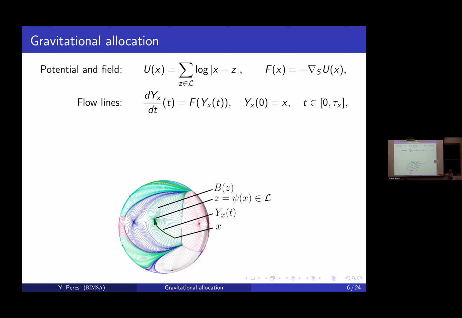Maybe this light could be turned off. So you get the picture where, like you see there, of territories or basins of attraction to every star.